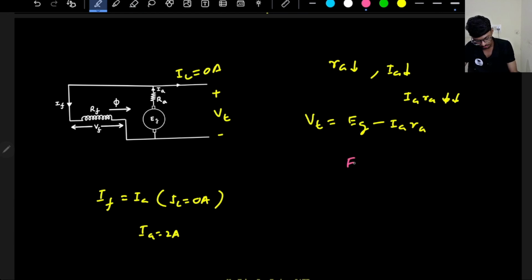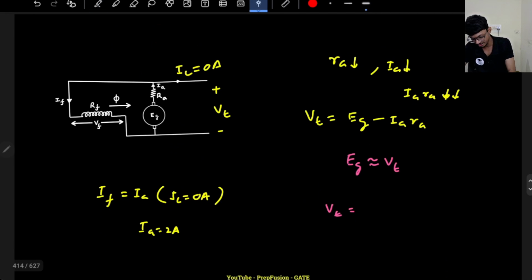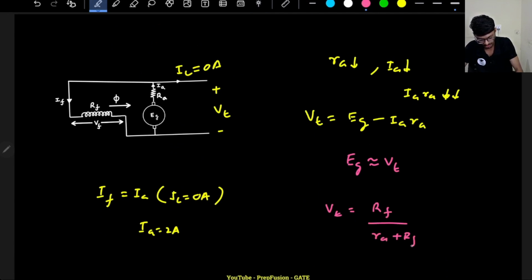So I can roughly say that EG will be approximately equal to VT. How else can you understand this? One more way is that VT is basically just a voltage divider circuit, right? EG is getting produced here, and it will be divided between RA and RF. So VT is just a resistive divider: RF divided by RA plus RF, into EG, correct?